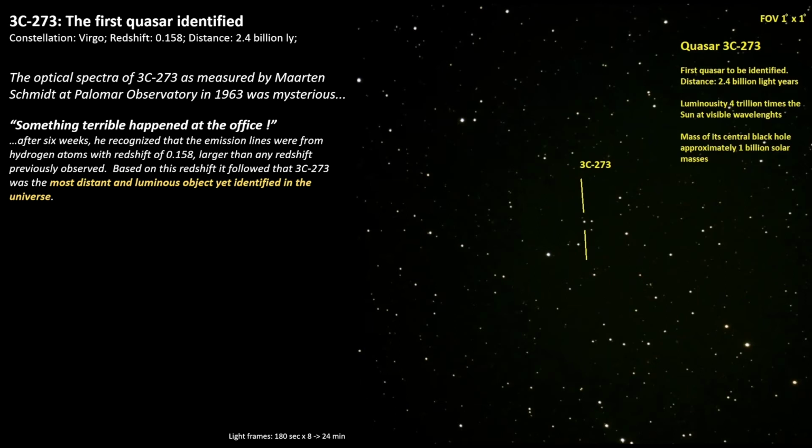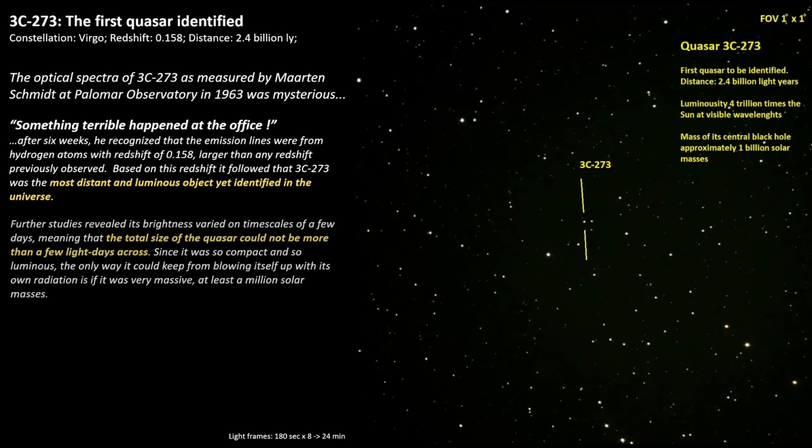And it's just interesting to me that he didn't feel so great the day he figured this out. So further studies revealed its brightness varied on the time scales of a few days, which is also a very perplexing thing. And it meant that the total size of the quasar could not be more than a few light days across. Since it was so compact and so luminous, the only way it could keep from blowing itself up with its own radiation was if it was also very, very massive.